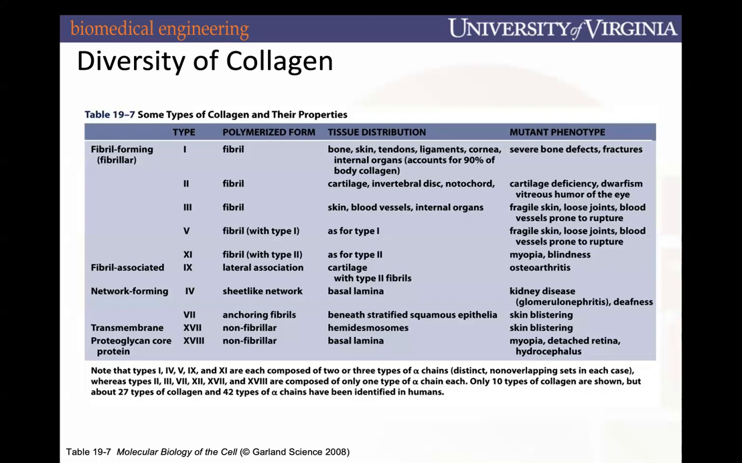Yes? Are all three chains the same to each other, or do you have two different alpha chains in the same polymer? So that's a very good question. There are typically different alpha chains within one collagen. And typically the different combinations will denote a different isoform of collagen. If that makes sense.